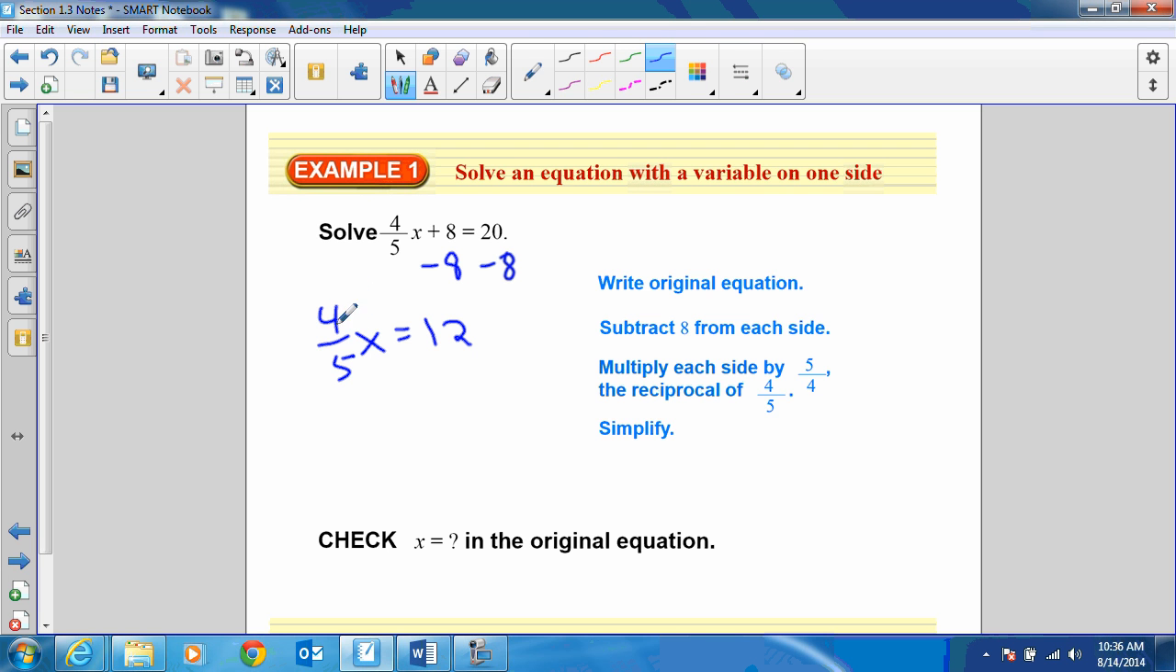Then if you remember, to get rid of 4/5, a lot of people say, well, if it's 4/5 times x, you're going to divide by 4/5, but we don't divide fractions. Okay, so what we got to do is multiply by the reciprocal, which is 5/4. So we're going to multiply both sides by 5/4.